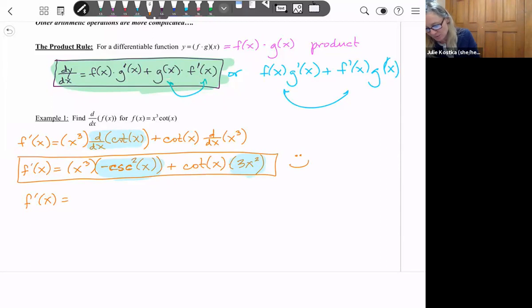So however you would want to simplify it, I think I might do 3 cotangent of x minus x cosecant squared x. So that is a little bit more simplified. But again, I am going to want you to stop here because I want to focus on your calculus mistakes, not your algebra mistakes for now. When we get into chapter 4, we're going to have to simplify these. So we'll wait until then.